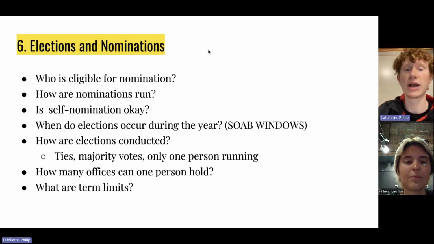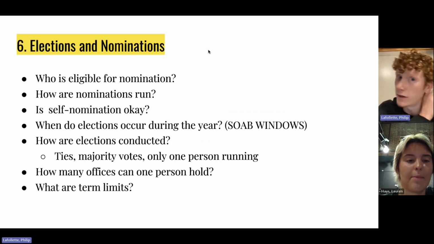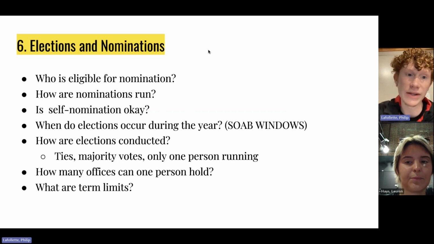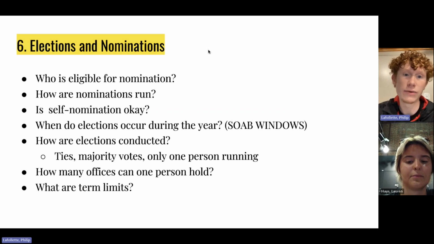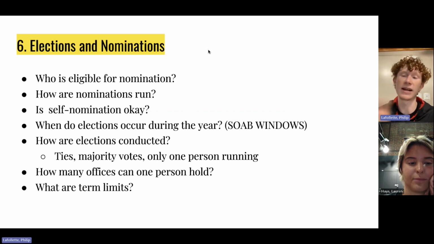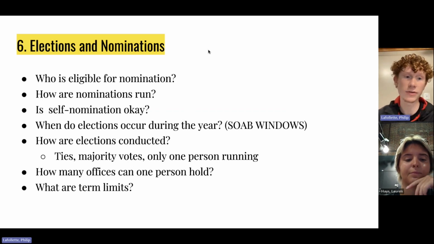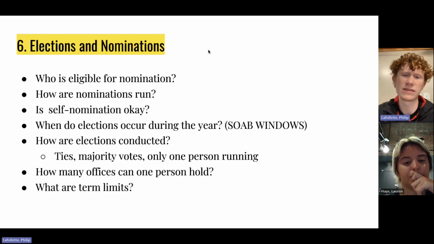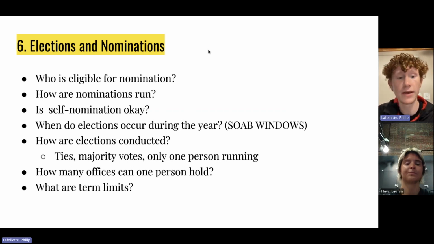Sixth, we have elections and nominations, which is very important for every RSO. So who's eligible for nomination? How are they run? Can you nominate yourself? When do elections occur during the year? How are elections conducted? And like I mentioned earlier, how are ties handled? And how many offices can one person hold? Can the president also be the treasurer? Stuff like that. And what are the term limits, like I mentioned earlier?